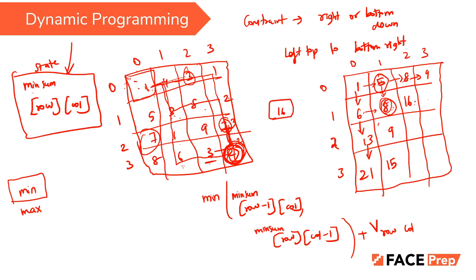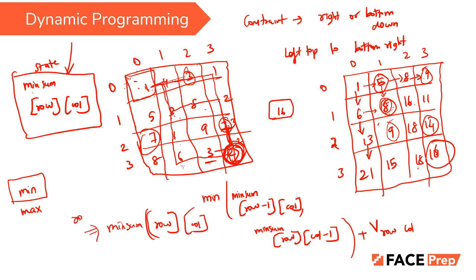Right? So how do I calculate it here? 9 and 16, the minimum value is 9. The value here is 2. So I am filling it as 11. So here 16 and 9, the minimum value is 9. 9 plus 9 is 18. So the minimum value is 11. 11 plus 3 is 14. 15 and 18, the minimum value is 15. 15 plus 3 is 18. 18 and 14, the minimum value is 14. The last value here is 2. So I have 16 here. So I just simply return the min sum at row and column, which will be the answer, which I will be returning as a function.